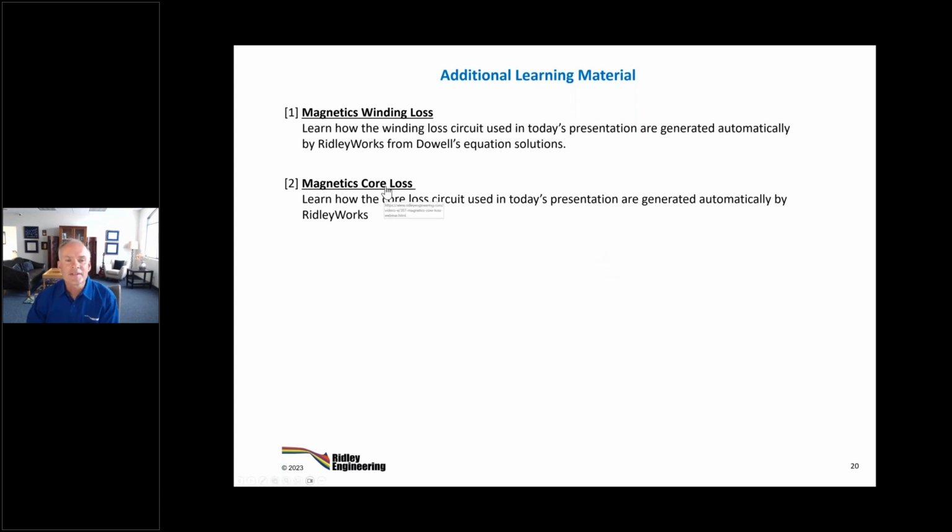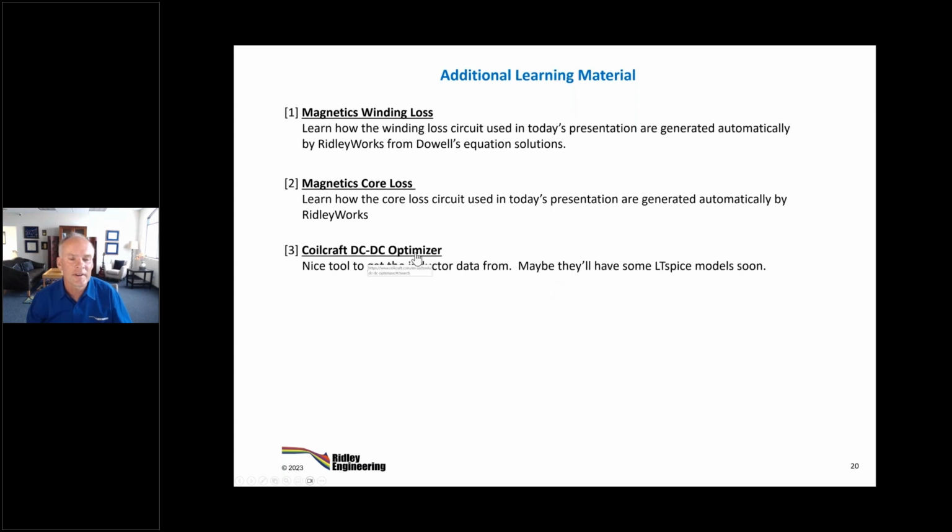Second reference here is the magnetics core loss. This link will take you to the core loss webinar, how we build up the core loss model. Okay. Take a look at that. Let me know what you think of it. The purists, the academics out there, they won't like my core loss model, but that's okay. I haven't seen anything working any better yet. Coilcraft DC to DC optimizer is here.